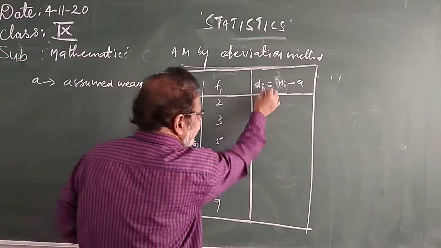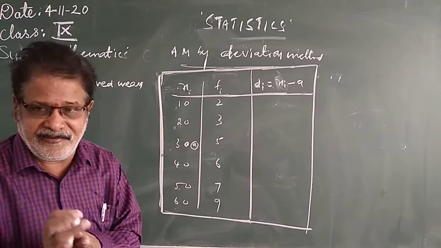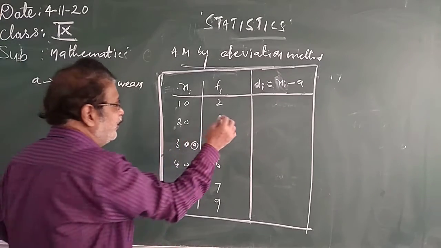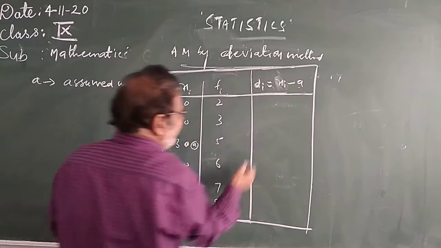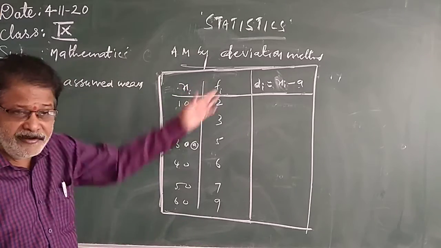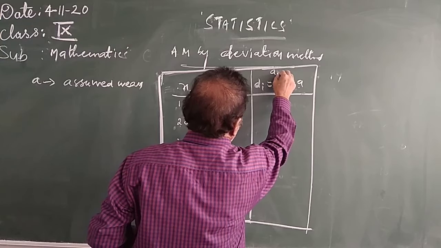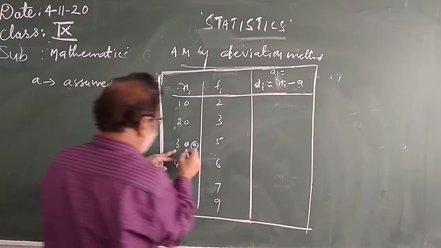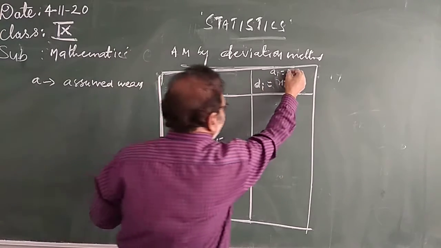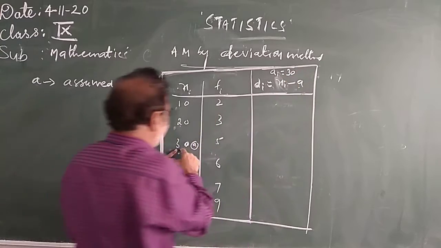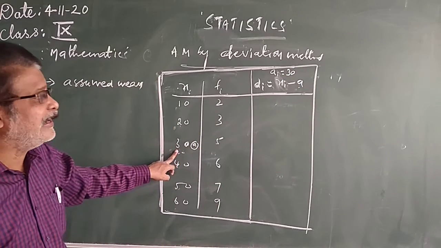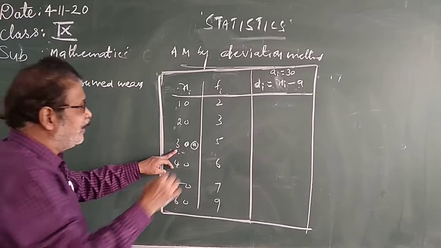Now we need to find out the di's. di means deviations. How do you get the deviation? The formula is xi minus a. These are all xi's. xi means observations. a means assumed mean. What is the assumed mean here? What do you assume? 30. Every time the assumed value is 30. a is equal to 30. Find out di.